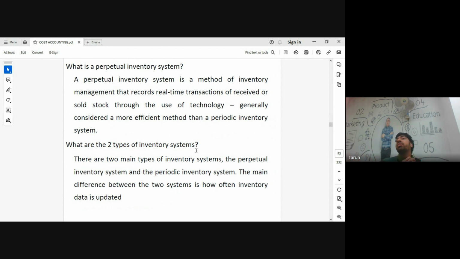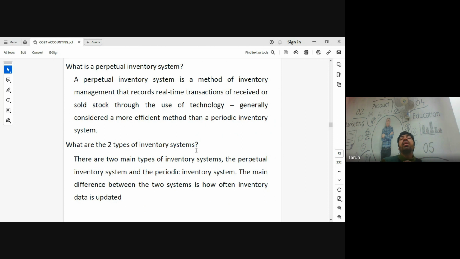But when we talk about the virtual, it's through the use of technology, where the process of recording every sort of transaction is done in a very easy way. So whenever the information is required, this technology will provide all the accurate information to the management. That is also the main reason why the virtual inventory system is the most effective method. So these are the reasons.